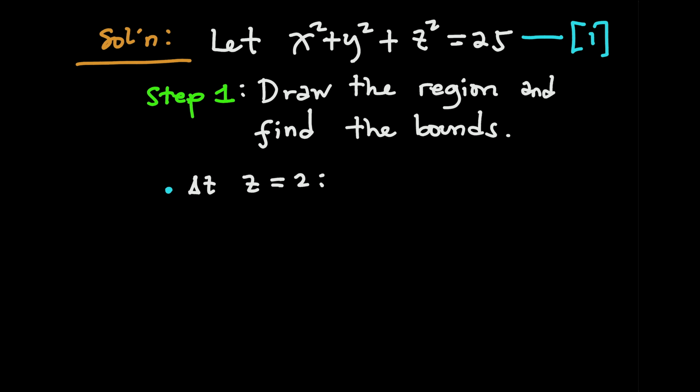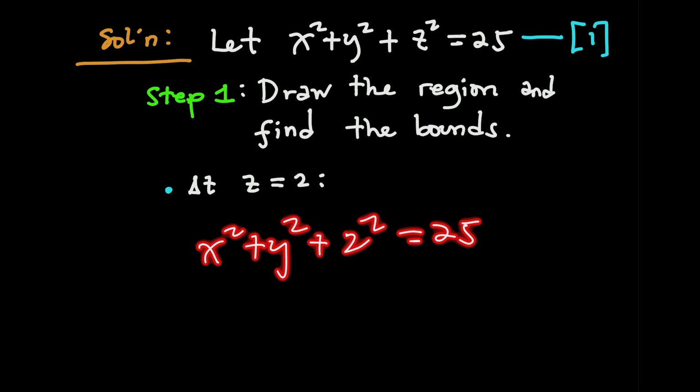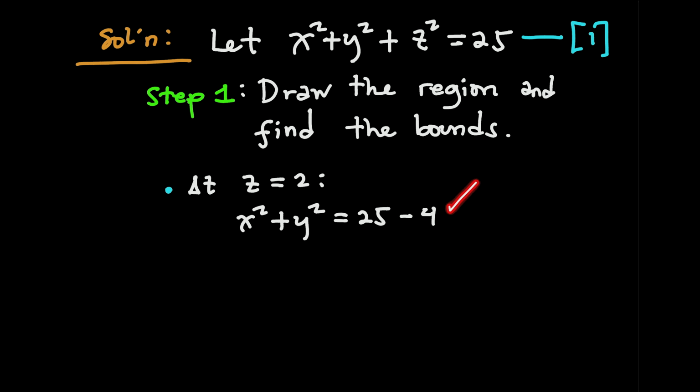Here at z equals 2, substitute this to the value of z, and you will have x squared plus y squared plus 2 squared equals 25. Transpose this to the other side and subtract the value. This gives you 25 minus 4, which is equal to 21, and we have square root of 21 squared. This means this one is your radius. Hence, we have a circle of radius square root of 21.